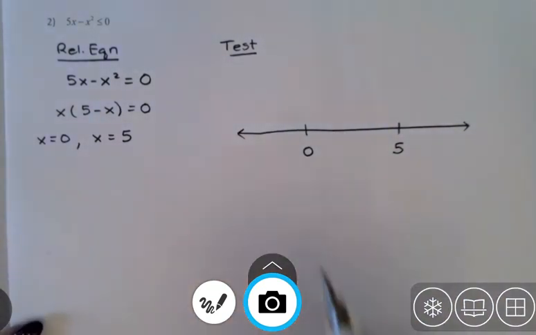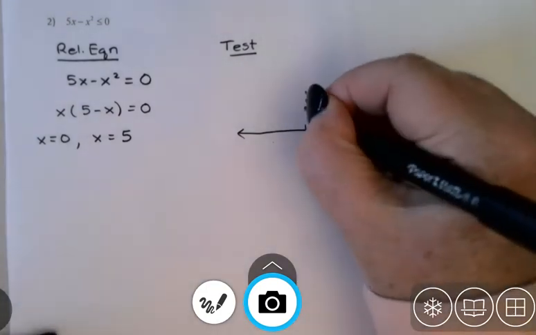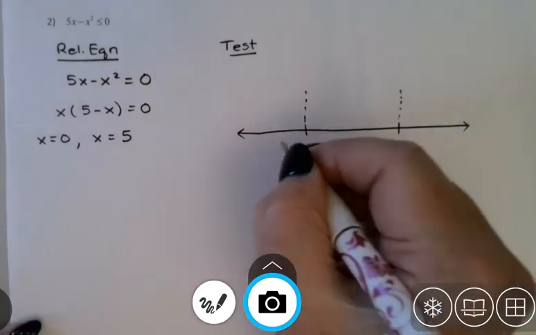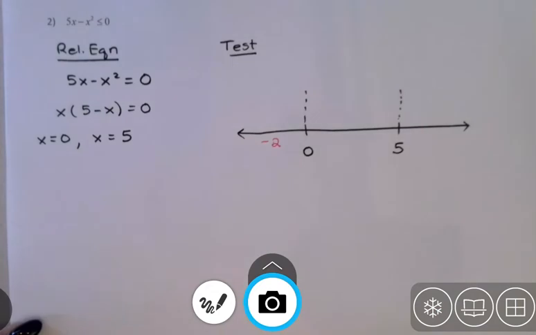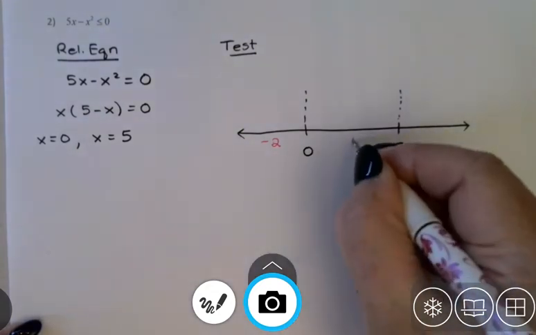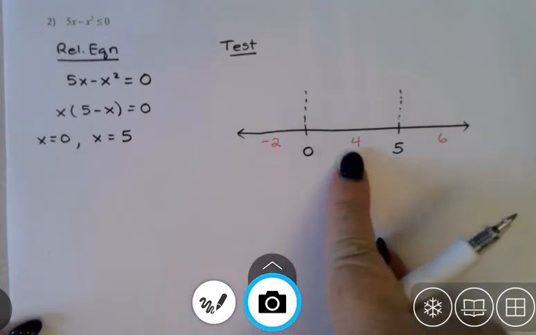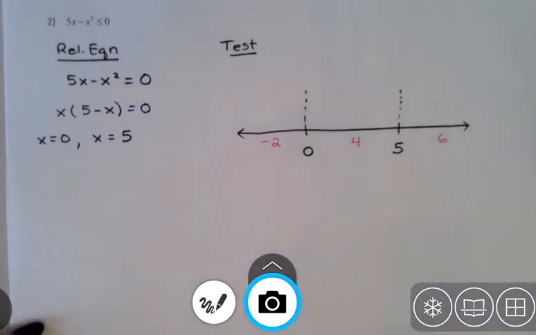And I do need, again, 3 test values, 1 in each section that my solutions split my number line up into. So let's see. Let's go with maybe negative 2. I'm going to go with 4 and 6. Again, you can pick any values as long as they fit into the intervals.